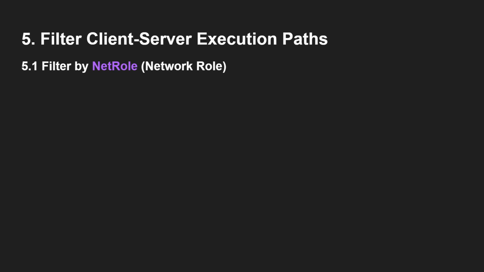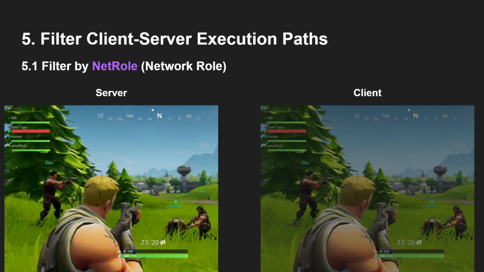So sometimes we want some kind of way to filter these execution paths to say, okay, I want to do this kind of thing only on the server, and I want to do this other thing only on the client. This makes perfect sense, to be able to filter server and client executions.